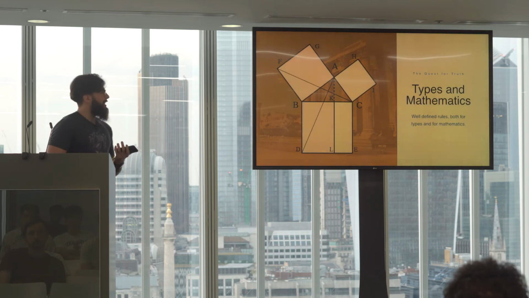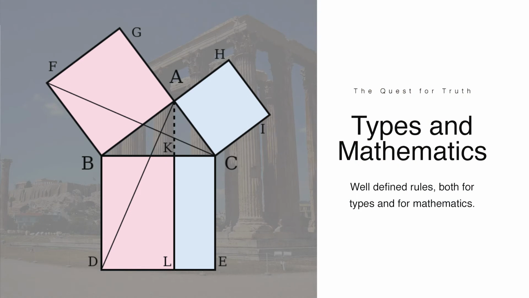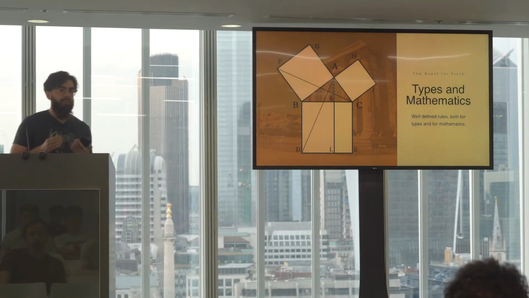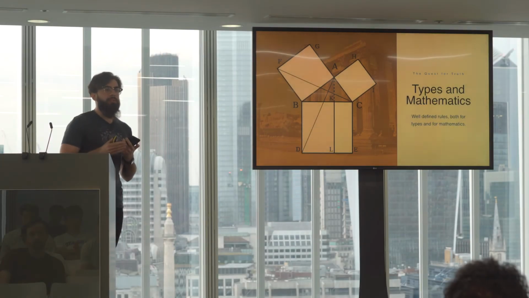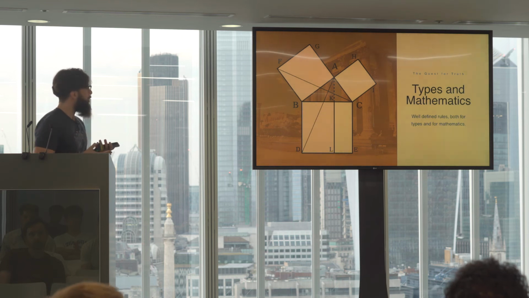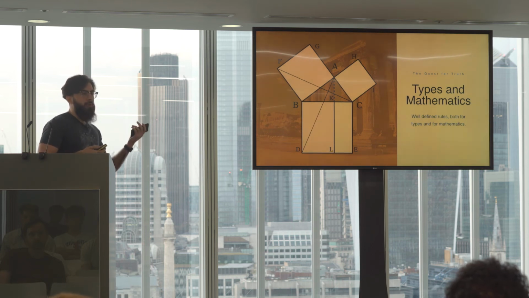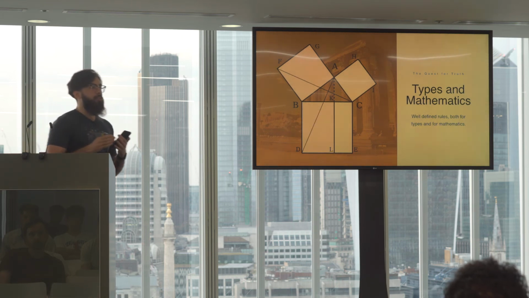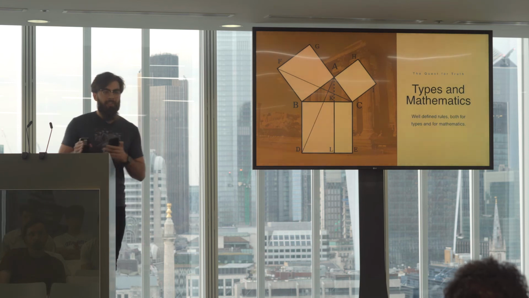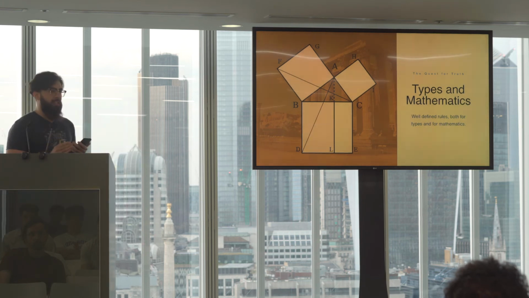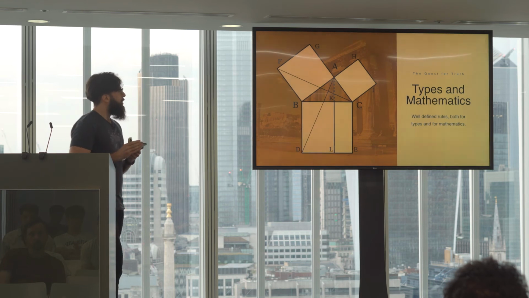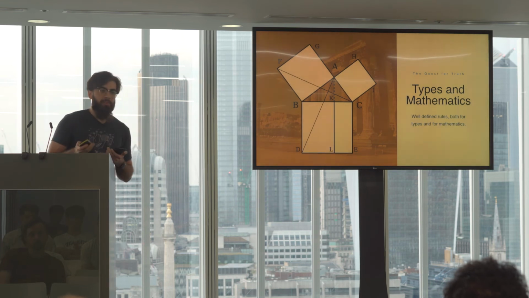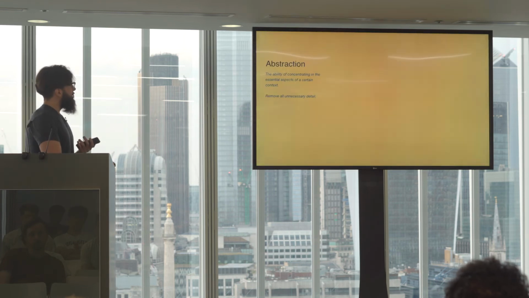And types are very similar to that, because types have well-defined rules, right? We have this very formal system, which has clear and well-defined rules, which we can use to verify whether our code conforms or not to those rules. Now, whether our code is correct or not, that's another matter. But we can indeed verify statically whether we conform to those rules or not, just like in mathematics.